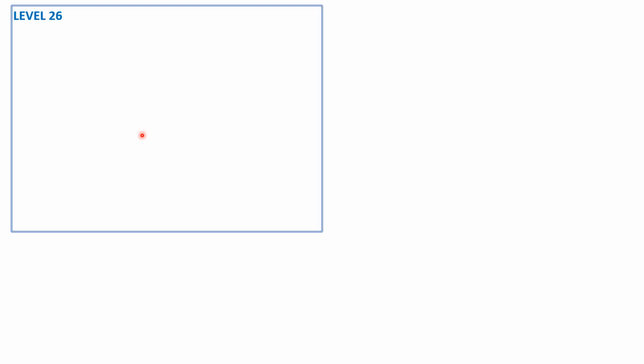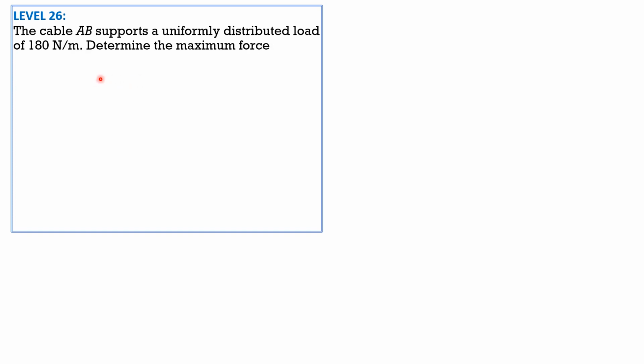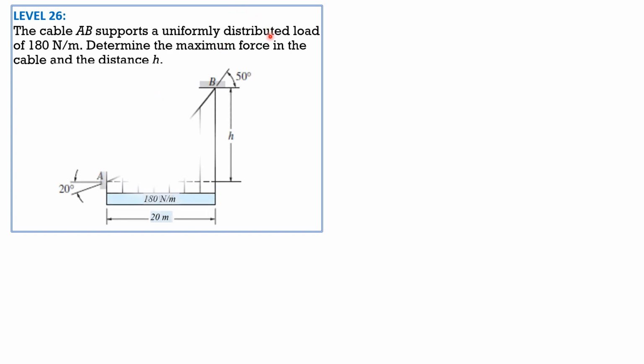Level 26 on cables. The cable AB supports a uniformly distributed load of 180 newtons per meter. Determine the maximum force in the cable and the distance h. So here is the given figure.